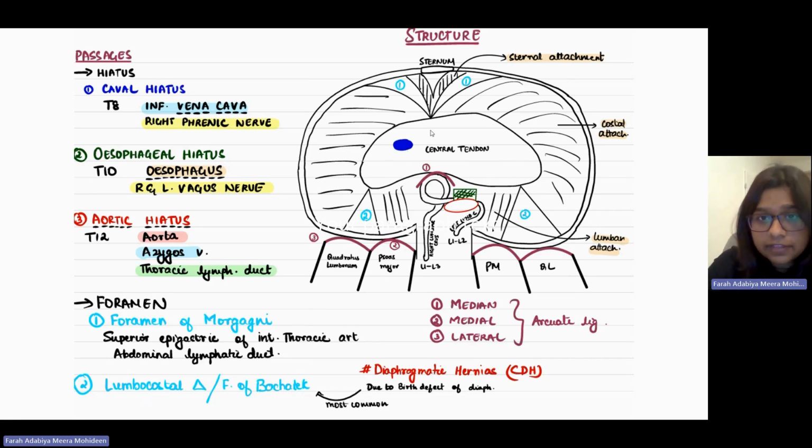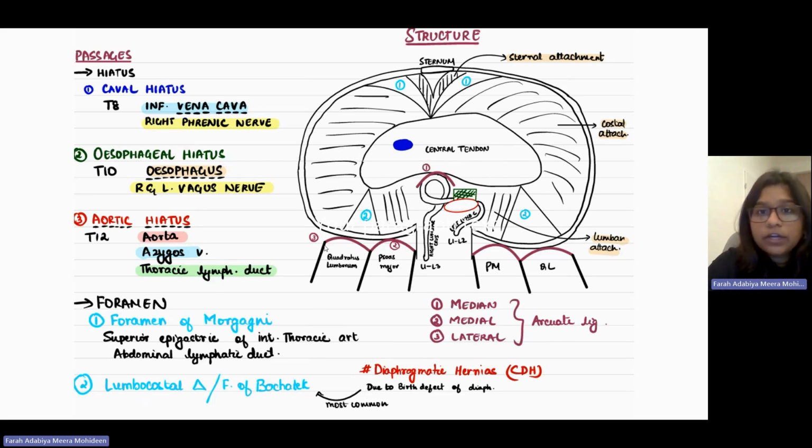I have even structured it in the diagram. You can see the caval hiatus, where the inferior vena cava passes through. Here is where the esophagus passes through, along with the right and left vagus nerve. And then the third one, the aortic hiatus, is where your aorta passes through. Along with the aorta, you have your azygos vein and the thoracic lymphatic duct, right? These are very important for your dissections as well.